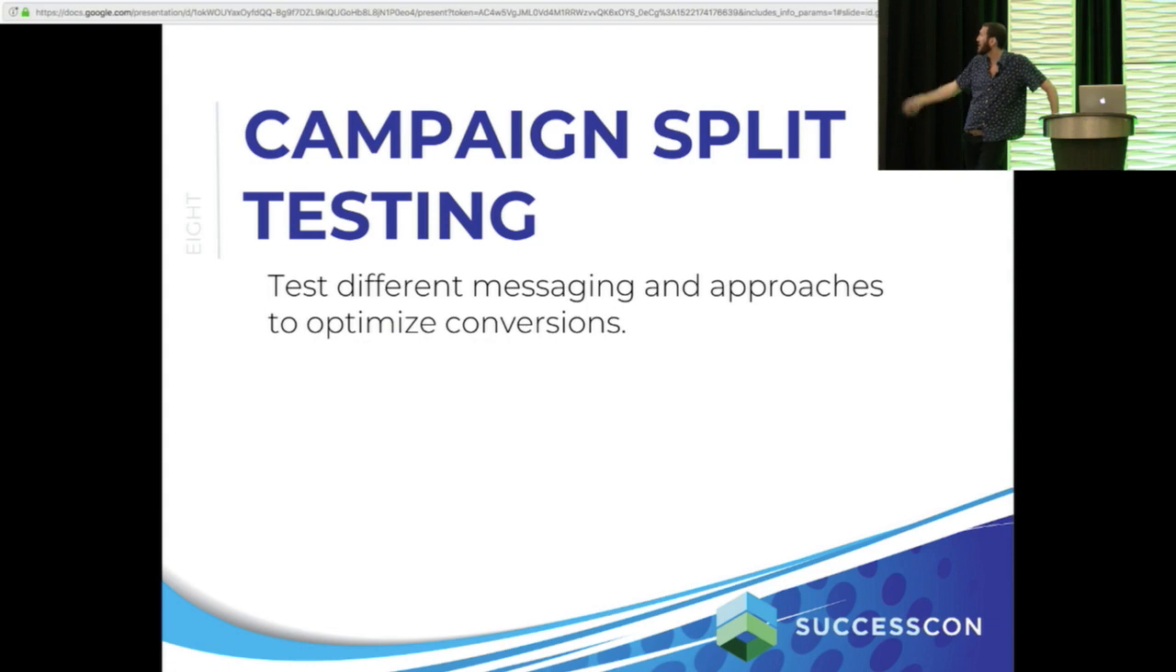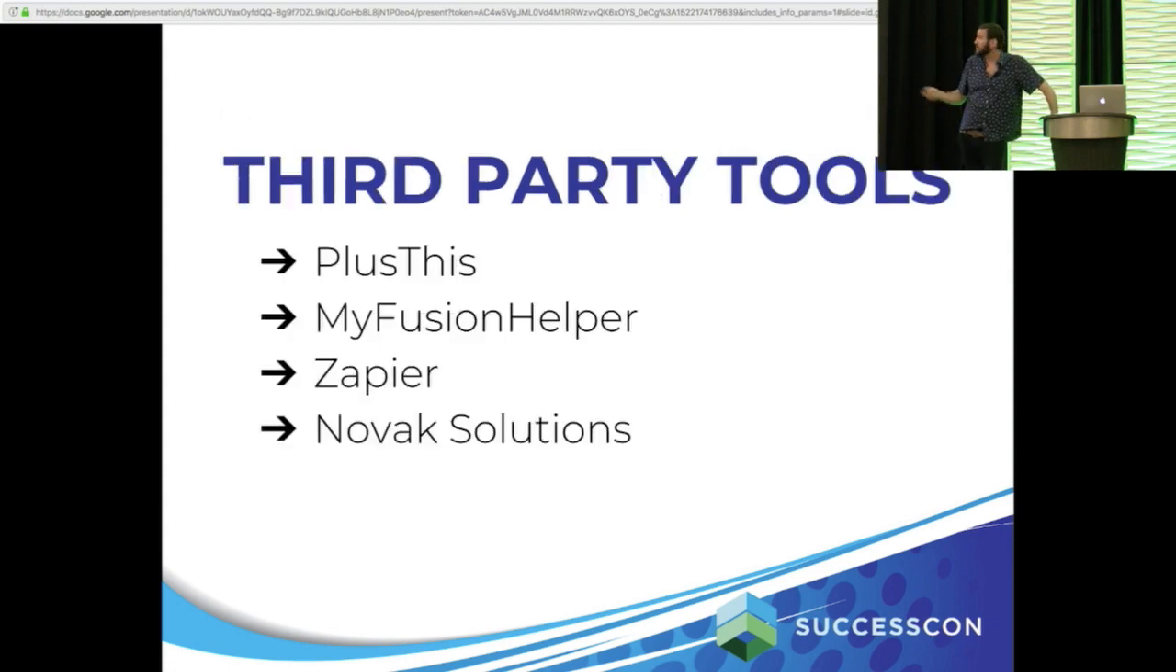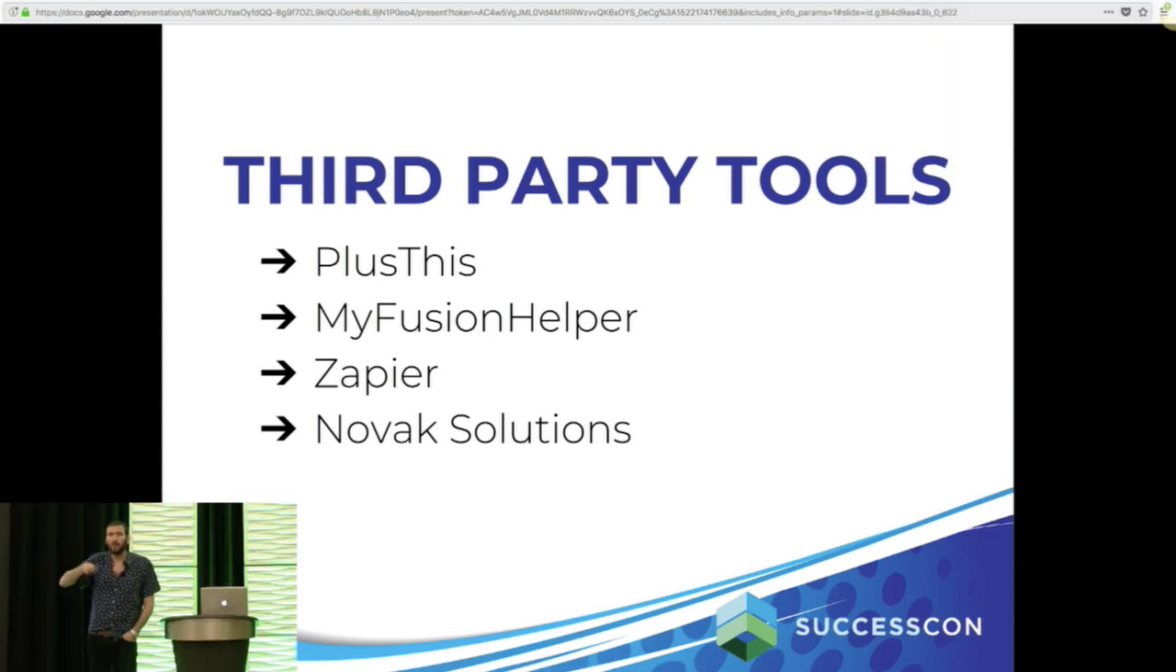But first, Broadcast Builder. For the meantime, if you want to split test, there are some tools that will allow you to do that. Plus this, MyFusion Helper, Zapier, I believe Novak Solutions has a tool as well. Is that right, Paul? Cool. Yeah, so it can be done with third-party tools. What you need to decide is how important is it to me that we split test this.